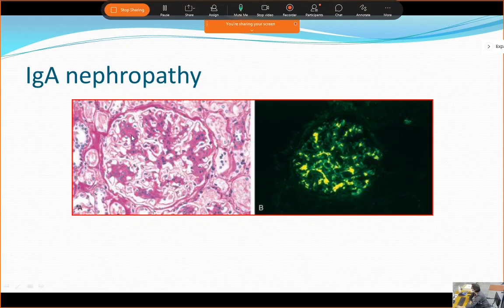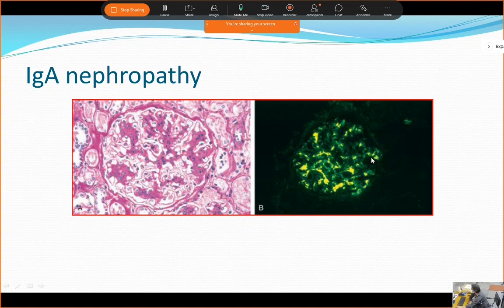IgA nephropathy: if you look at this glomerulus, the lumen is absolutely patent. There's nothing wrong with the capillaries. However, you can see this pink area here and many, many nuclei. That means the mesangium is undergoing hypercellularity. When you do an immunofluorescence, these are IgA deposits in the mesangium, and they look like very huge deposits. So this is a classical picture of IgA nephropathy.